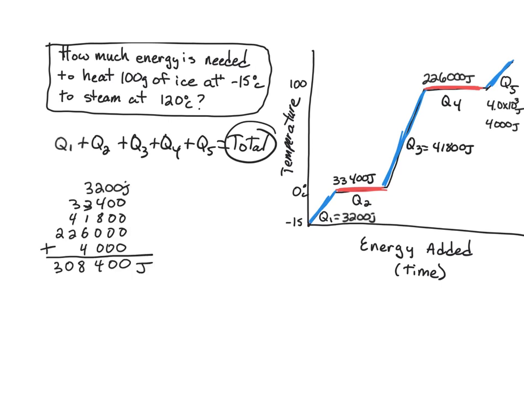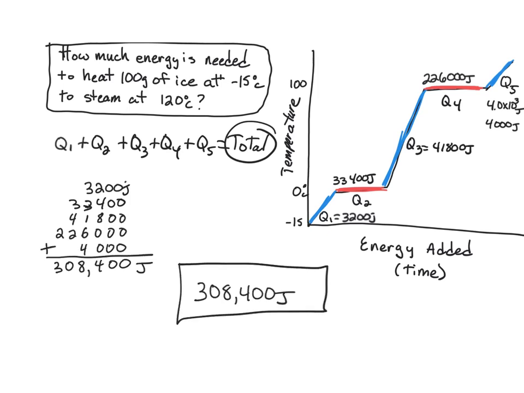So when you add these numbers all together, you get 308,400 joules, and that's the amount of energy that it's going to take to go from negative 15 all the way up to 120 degrees Celsius with 100 grams of ice. Total amount of energy.